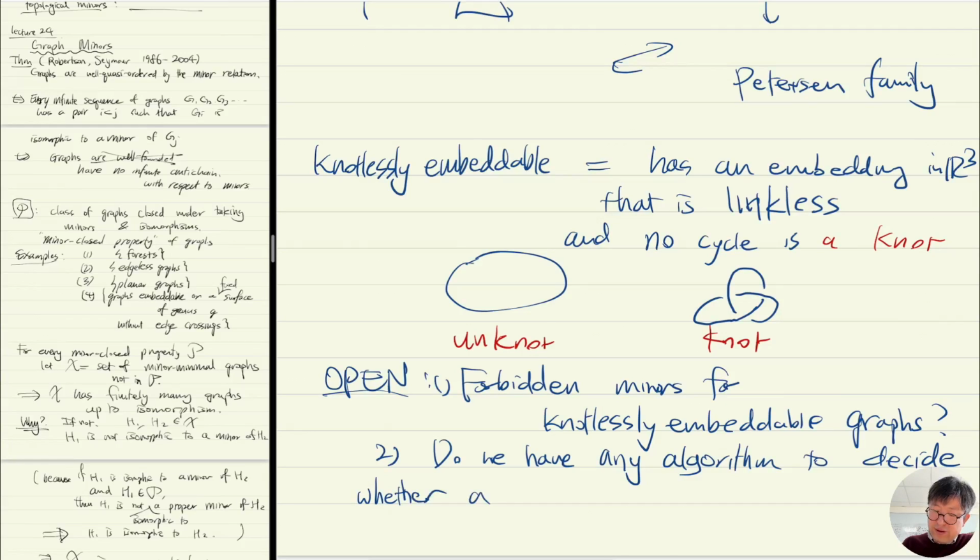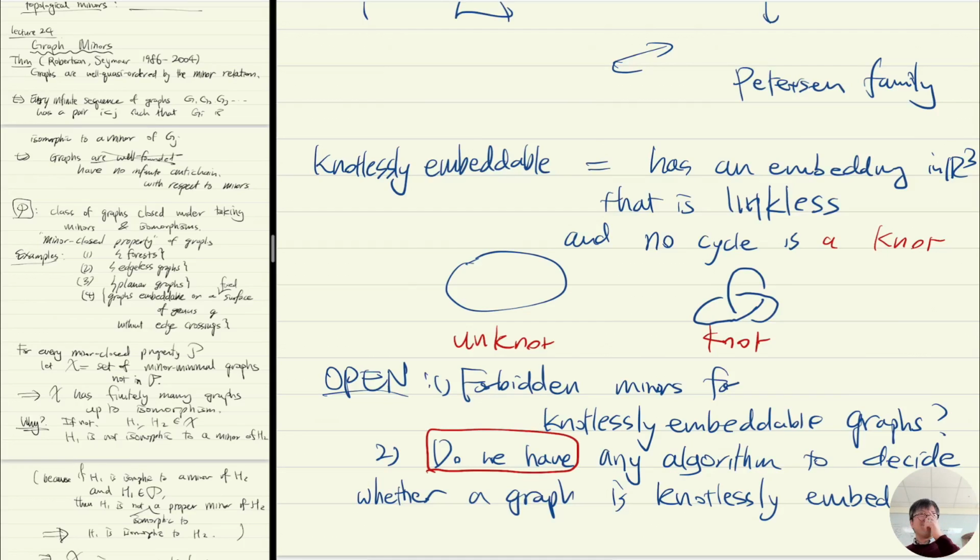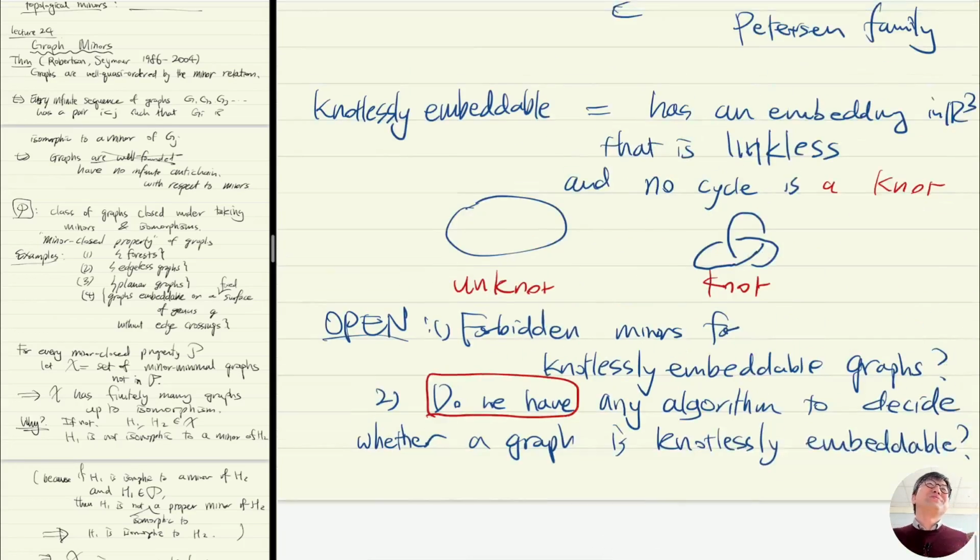whether a graph is non-linearly embeddable. So here I want to emphasize: do we have. Okay, what do we mean? What do we mean?